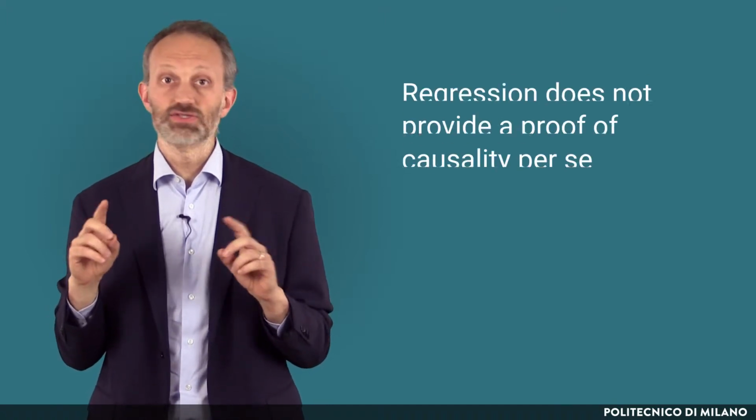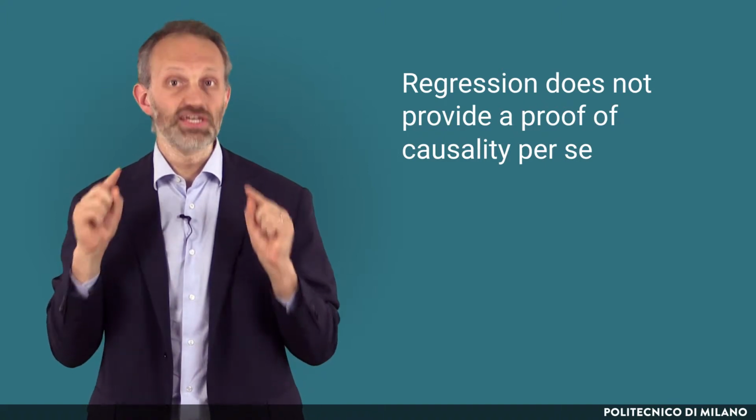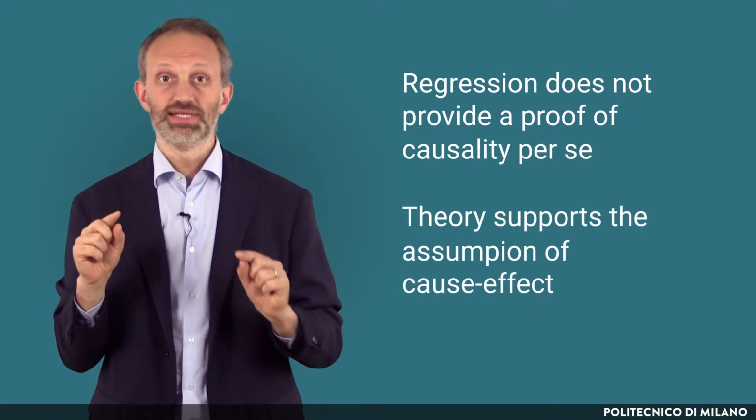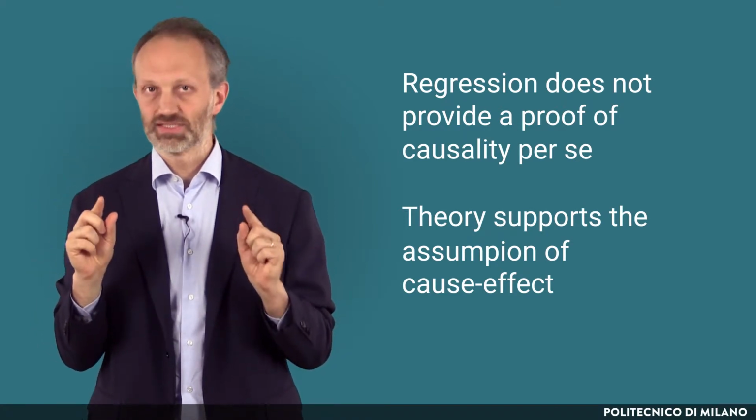We often consider regression a way to test causality, but actually regression does not provide a proof of causality per se. It is our theory that supports the assumption that x is the cause and y the effect, not the statistics per se.